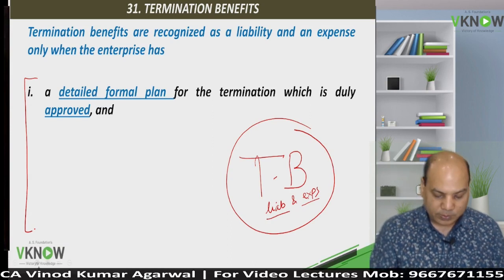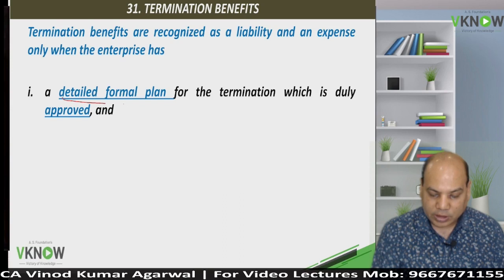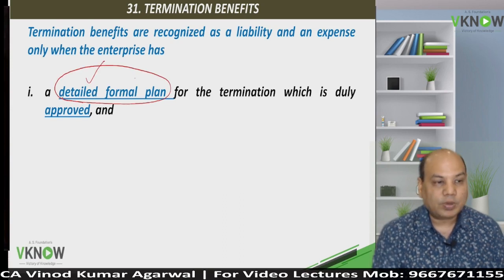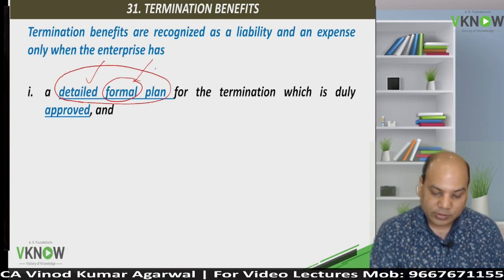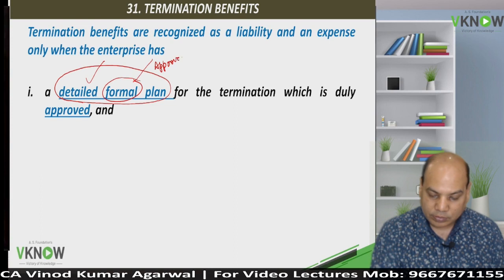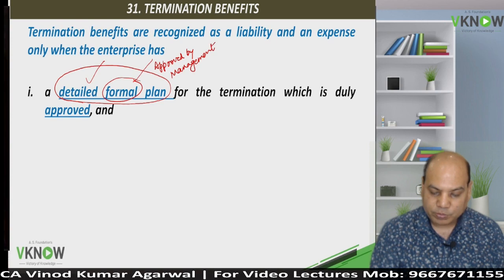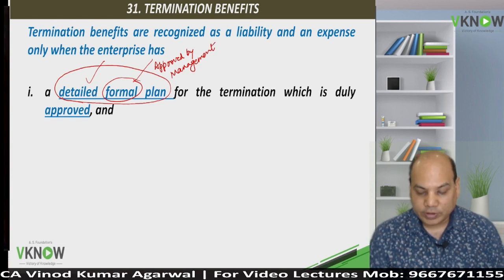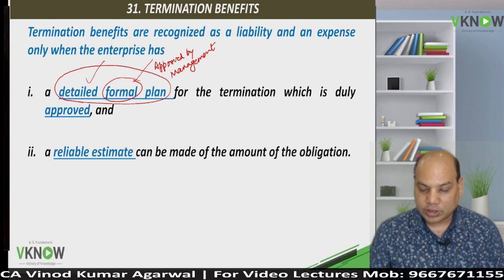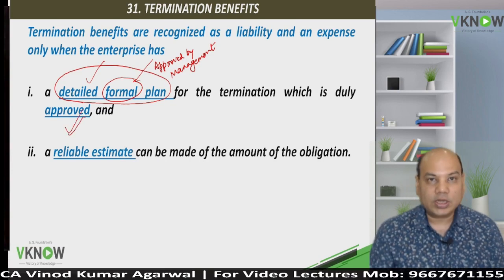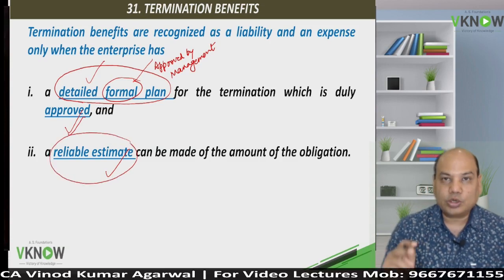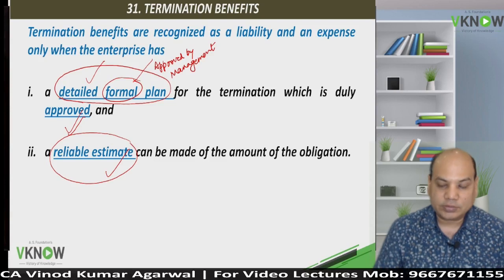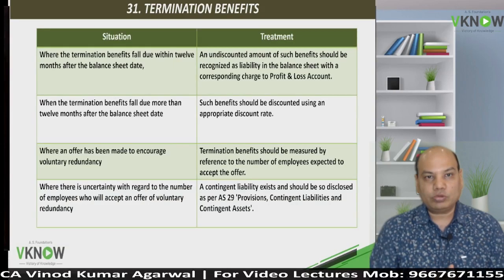A detailed formal plan. So entity has made a detailed plan in writing, formal plan, that is approved by the respective management, whosoever is responsible for taking decision has approved it. A detailed formal plan for termination which is duly approved. And second, a reliable estimate can be made. Reliable estimate means how much amount will be payable as termination benefit to the employees who are going to retire.